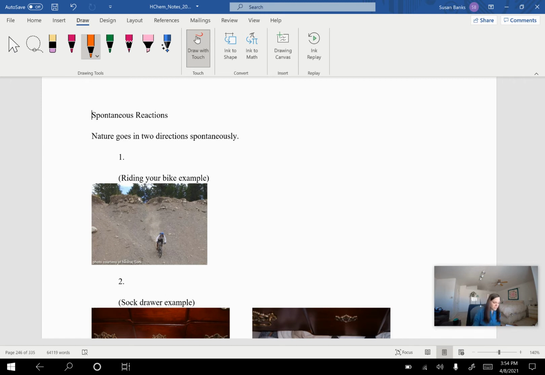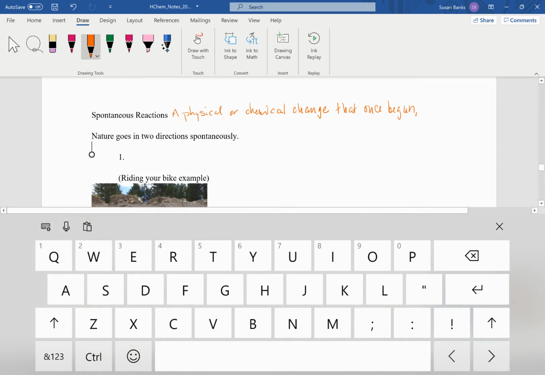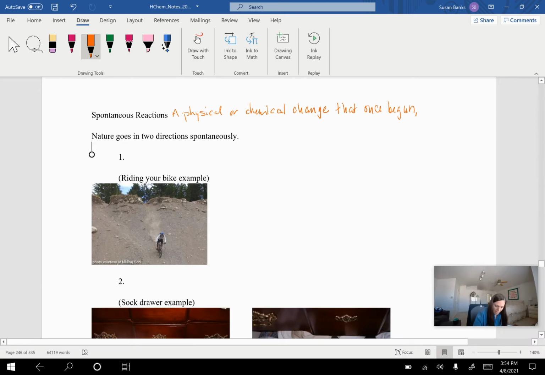Spontaneous reactions are a physical or chemical change that, once begun, occurs without any further outside interaction or intervention. Oh my gosh, I can't spell. Intervention.